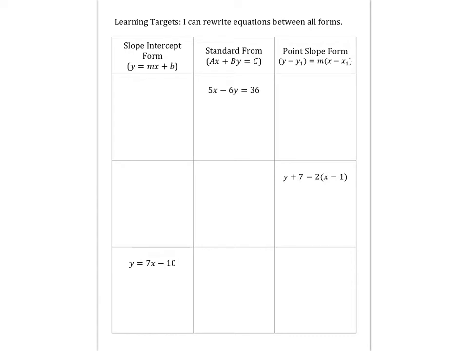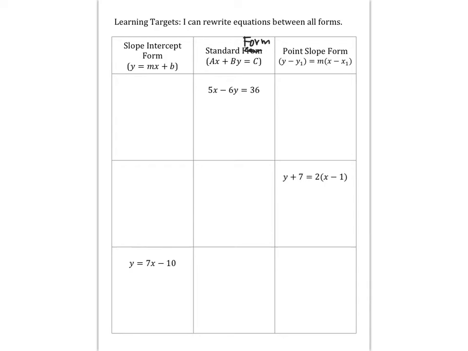Standard form is ax plus by equals c, where a, b, and c are all numbers, and a must be positive, and there cannot be fractions or decimals within standard form. Point slope form is y minus y1 equals m times the quantity x minus x1, where y1 and x1 are part of the ordered pair. That's a point that's on the line of this point slope form equation, and m represents the slope.